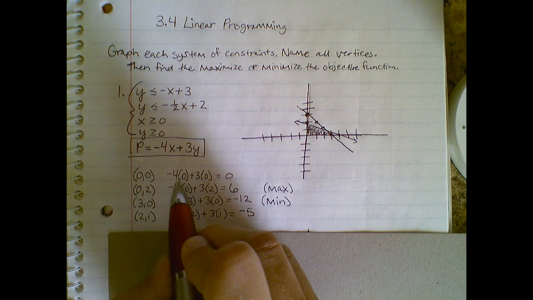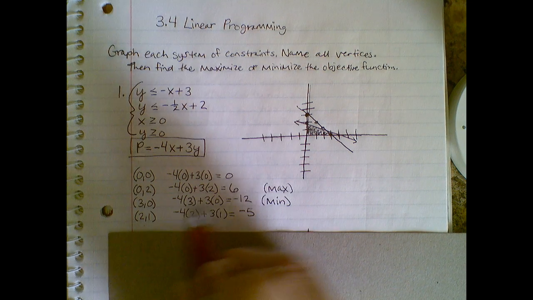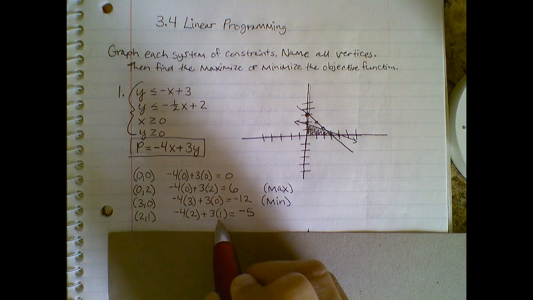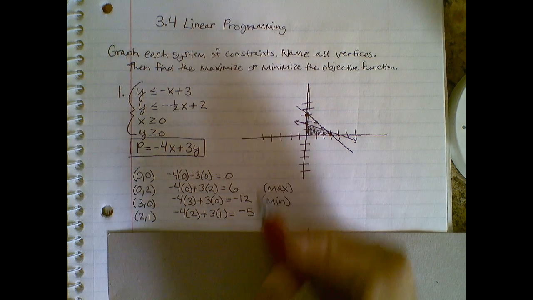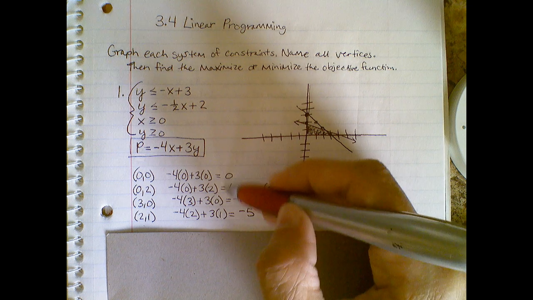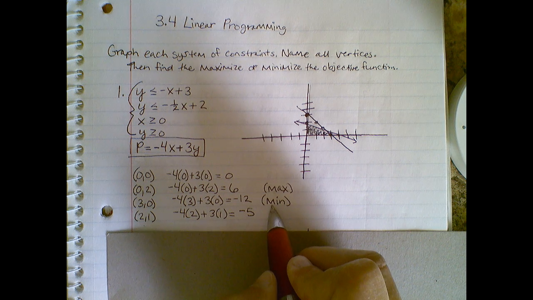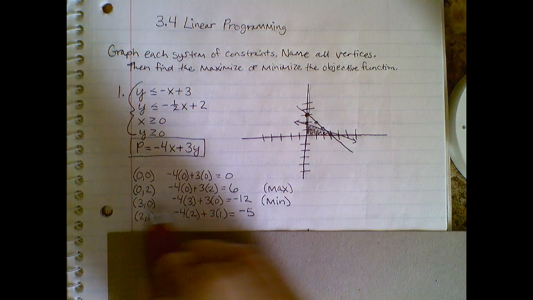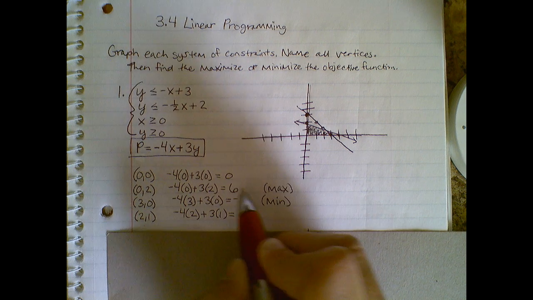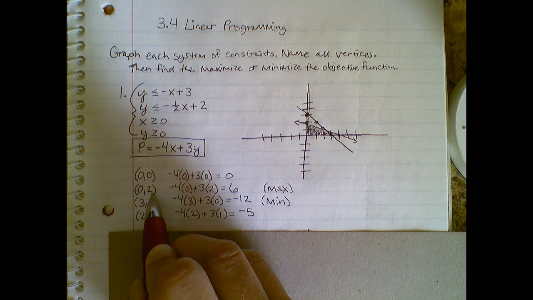So I did that. I got 0 plus 0 is 0. 0 plus 6 is 6. -12 plus 0 is -12, -8 plus 3 is -5. And then I'm looking at these numbers over here now, and I need to find the maximum and the minimum. So my minimum would be this -12, and that vertex 3, 0 gave it to us. And then my maximum is 6, and that 0, 2 gave us that.